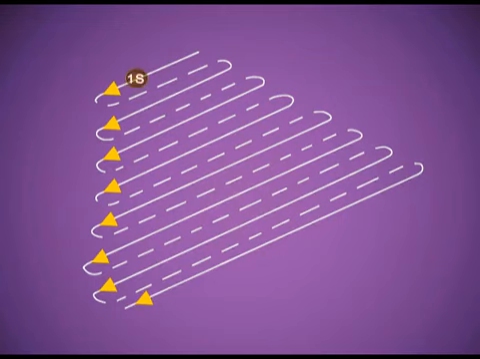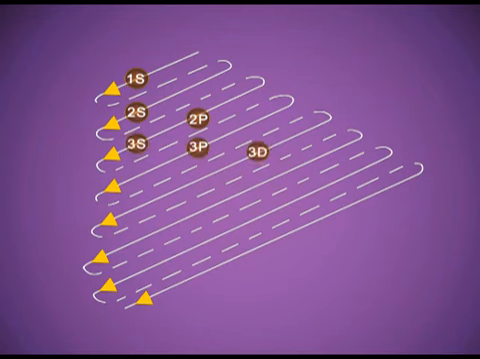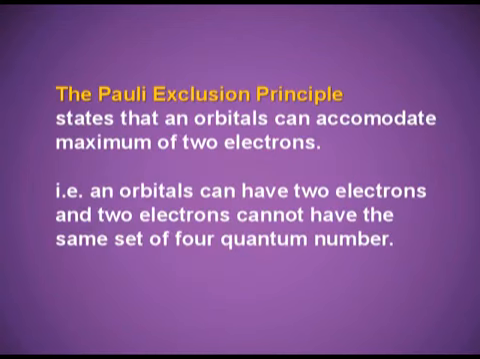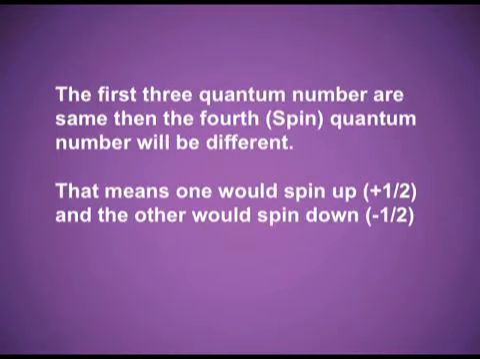1s orbital will be filled first, then 2s, 2p, 3s, 3p, 4s and so on. The Pauli's exclusion principle. This principle states that an orbital can accommodate a maximum of 2 electrons. That is, an orbital can have 2 electrons and the 2 electrons cannot have the same set of 4 quantum numbers. If the first 3 quantum numbers are the same, then the fourth quantum number, that is the spin quantum number, will be different. Let me explain why.